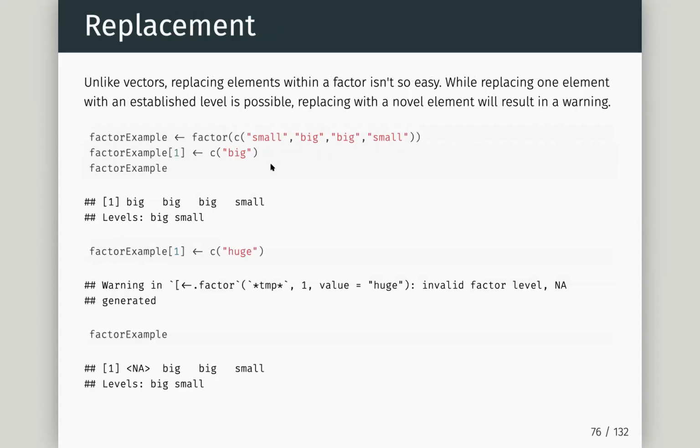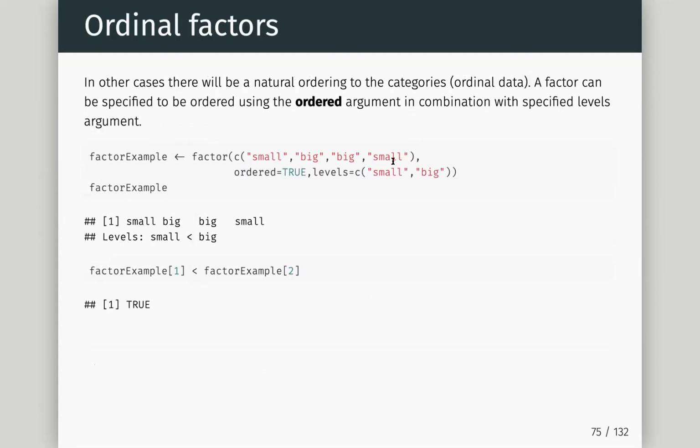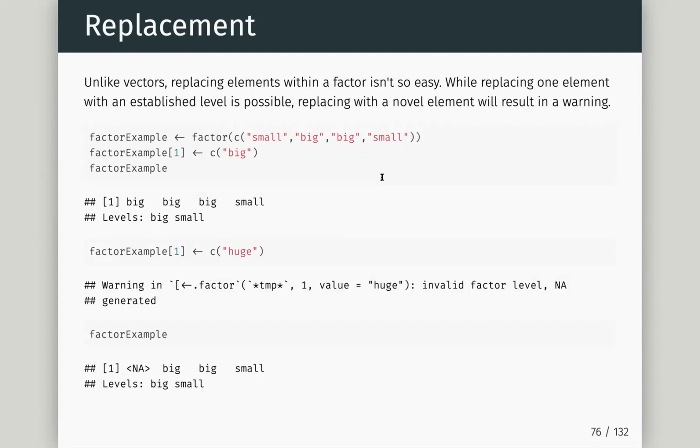The real pain with factors, which I think is one of the biggest annoyances in R, and we will solve in our session, but this is going to keep on popping up, is that unlike vectors, because they have this concept of levels, you can't just replace a value in a factor, right? Because it's not going to be within the levels for that particular factor.